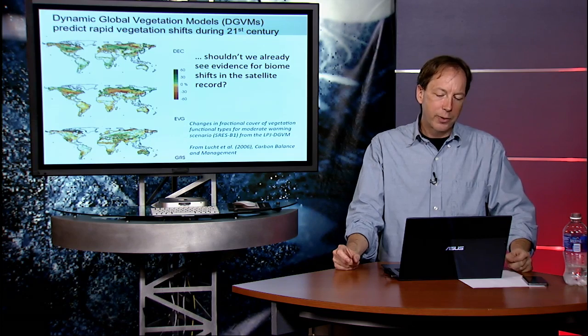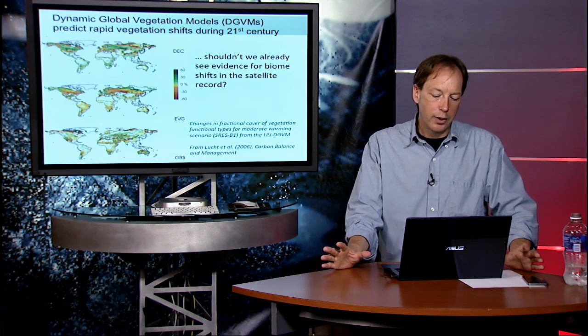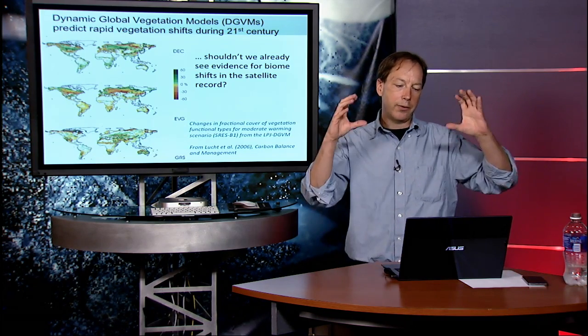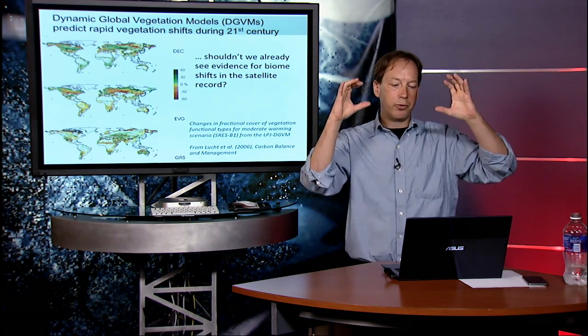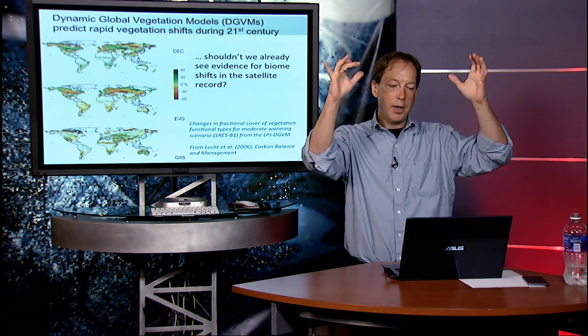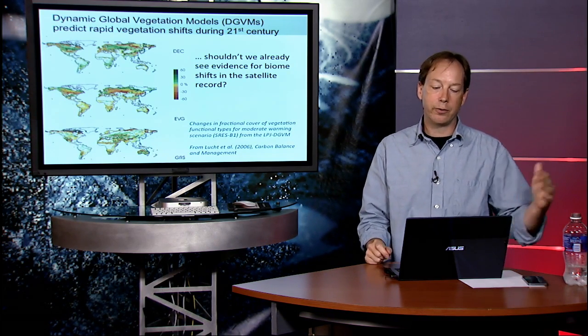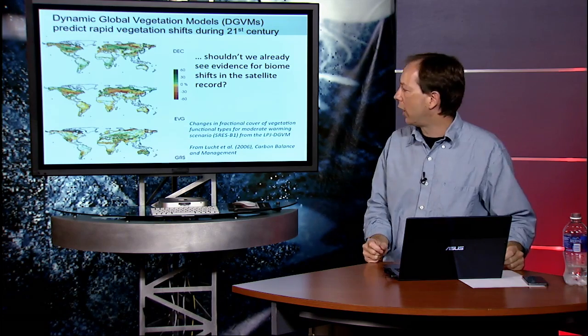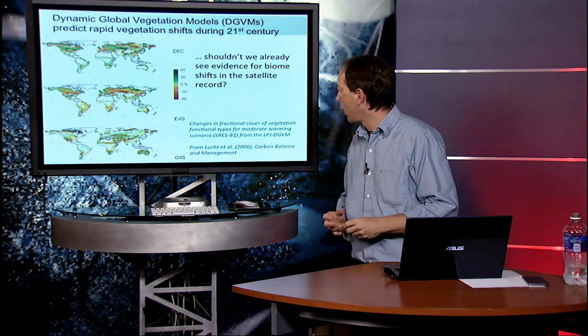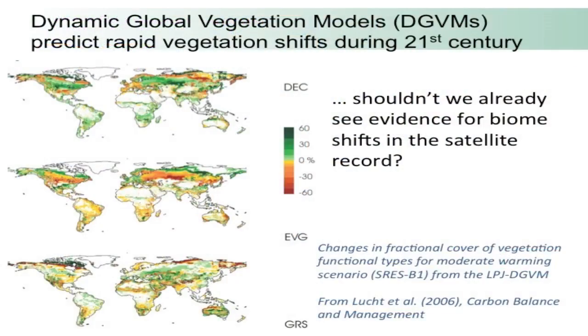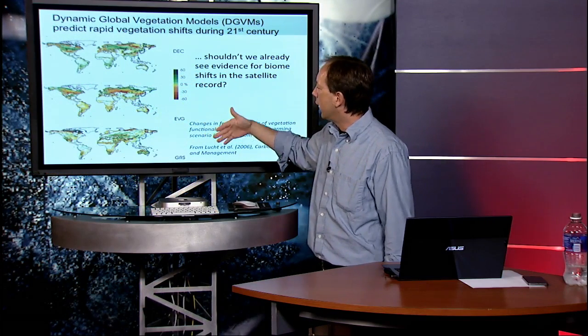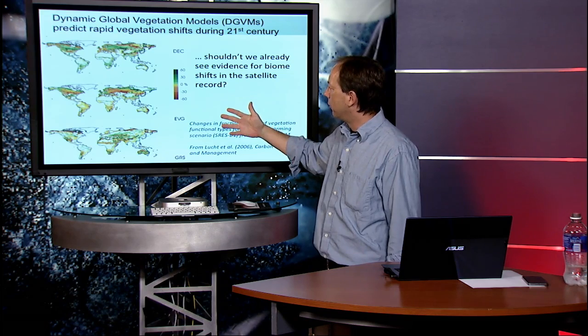Now, these models are actually fairly simple in a lot of ways. And so what they tend to do is, as the climate regime or envelope shifts, the vegetation envelope shifts with it, and they tend to predict very rapid changes in vegetation patterns over the next 100 to 200 years. This is an example from a paper by Lucht et al. using the European LPJ model. And what it shows is, for a variety of plant functional types, very large changes in the area of those types, or the fractional area of those types, over the next 100 years.